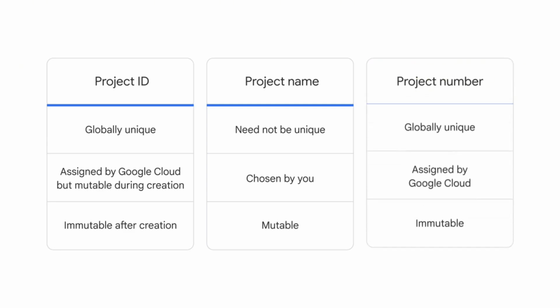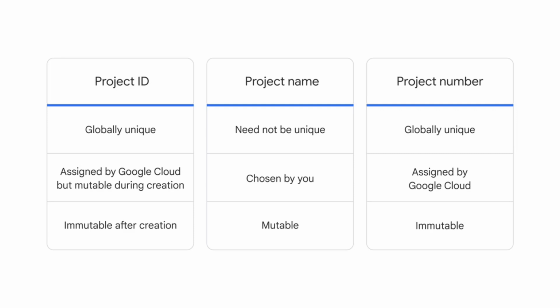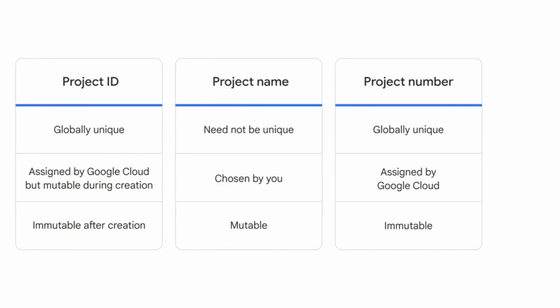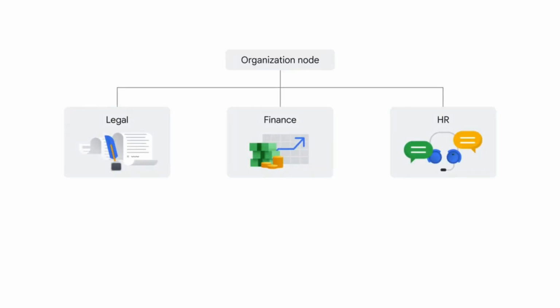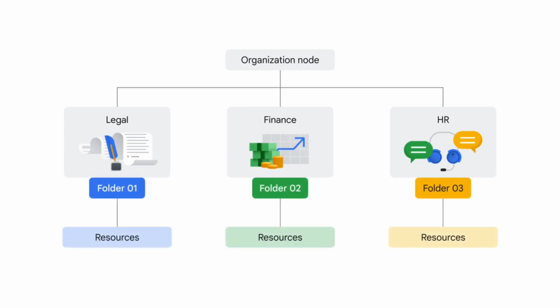Google Cloud also assigns each project a unique project number. It's helpful to know that these Google-generated numbers exist, but we won't explore them much in this course. They're mainly used internally by Google Cloud to keep track of resources. You can use folders to group projects under an organization in a hierarchy. For example, your organization might contain multiple departments, each with its own set of Google Cloud resources. Folders let you group these resources on a per-department basis. Folders also give teams the ability to delegate administrative rights so they can work independently.